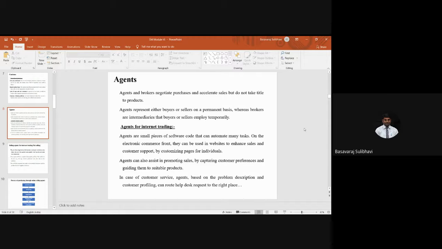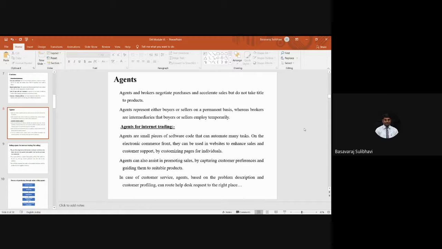Agents can also assist in promoting sales by having good promotional activities and developing proper web pages that are highly attractive and furnish information about all the sellers and their terms and conditions.